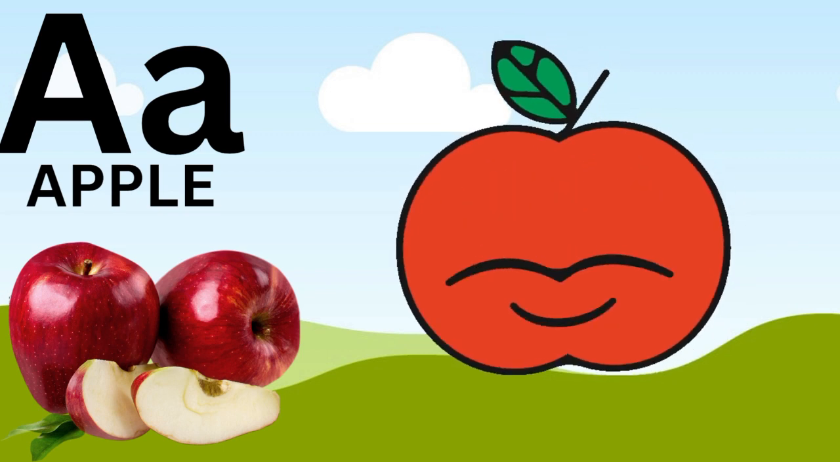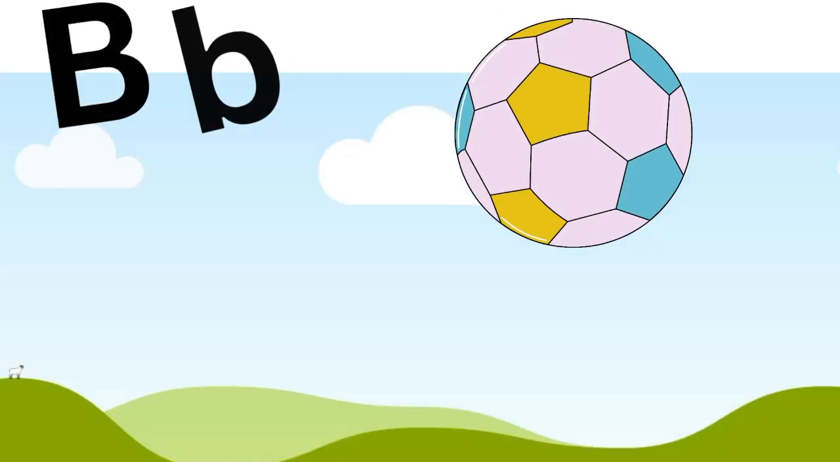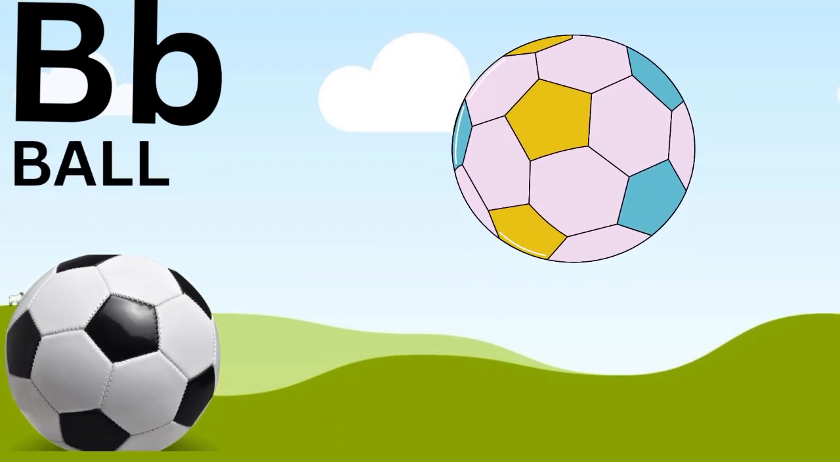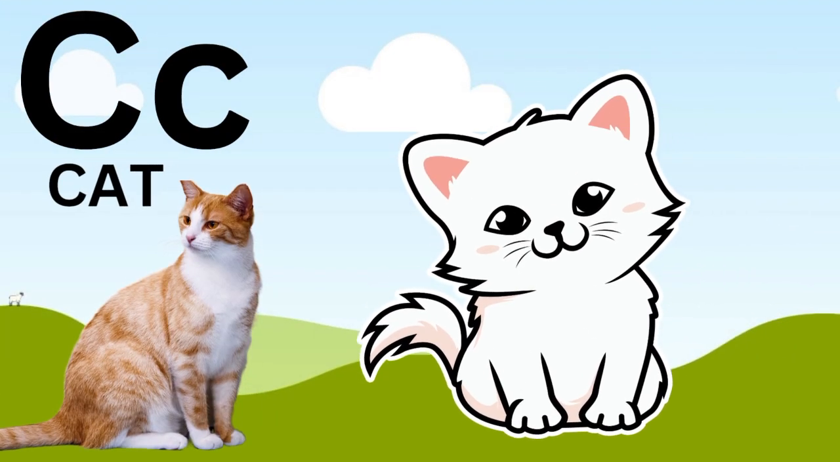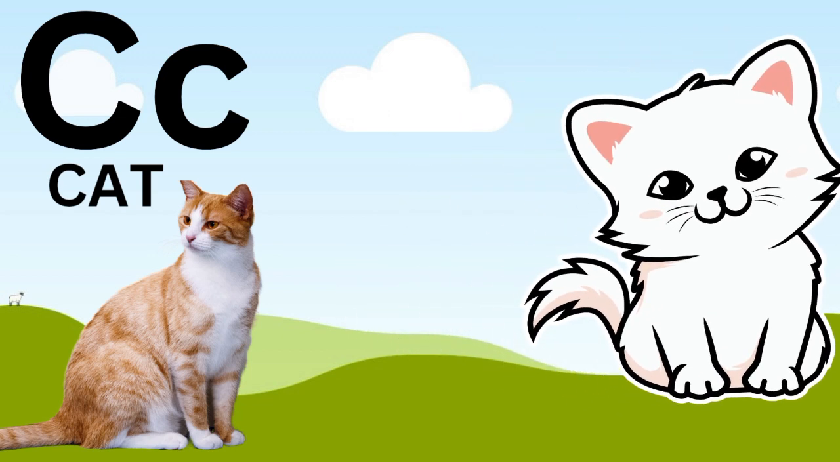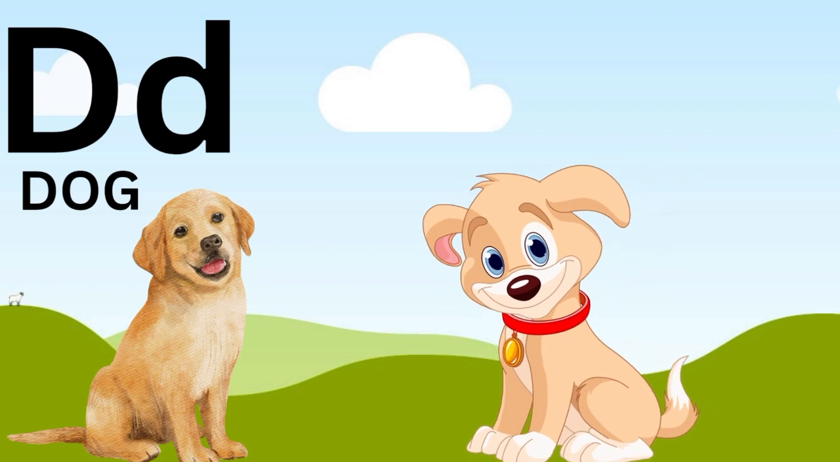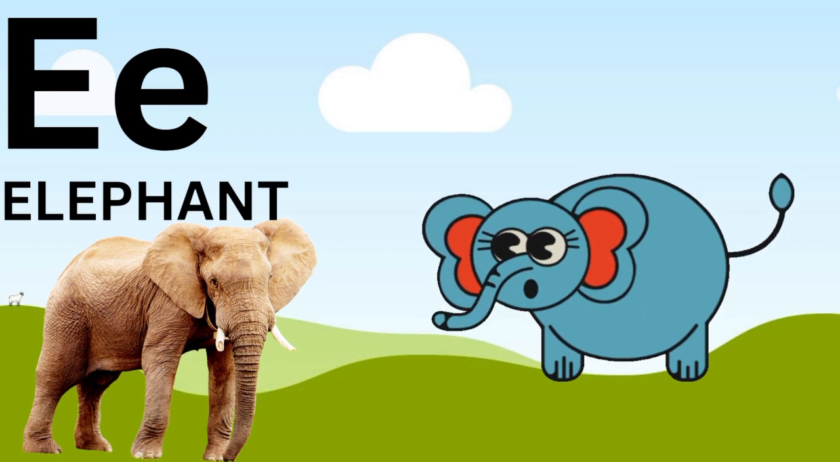A is for apple. A-P-P-L-E, apple. B. B is for ball. B-A-L-L, ball. C. C is for cat. C-A-T, cat. D. D is for dog. D-O-G, dog. E. E is for elephant.